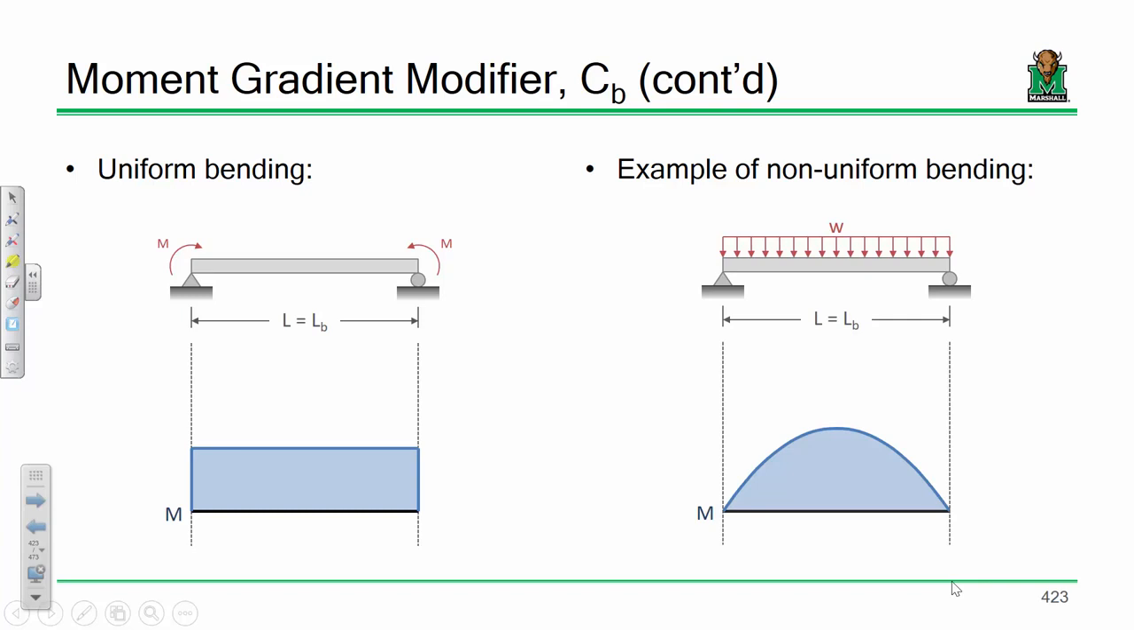In other words, you're expecting that that beam has to develop its full strength everywhere. But that's not really the case. If I have a simply supported beam with a uniformly distributed load, I only need to develop its maximum capacity right here in the middle. And that's what C sub B does. It takes into account the fact that the bending moments are non-uniform. Okay? And so as a result, when you use C sub B, your capacity tends to increase.